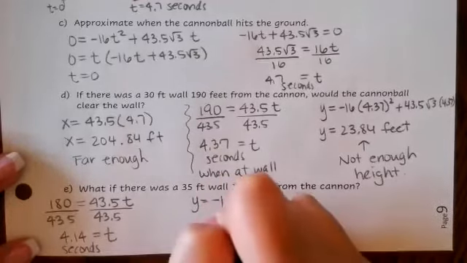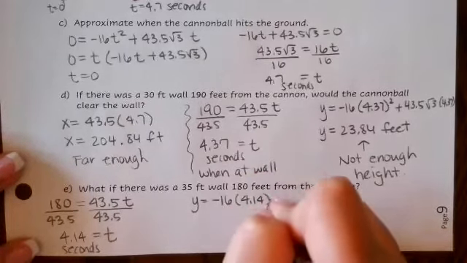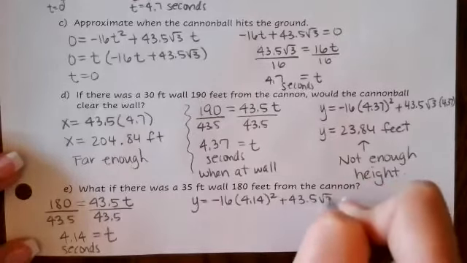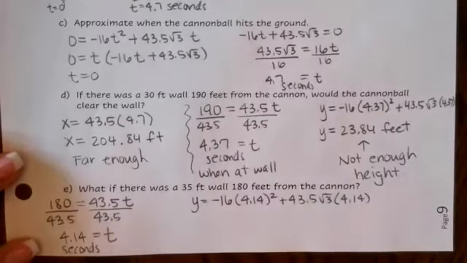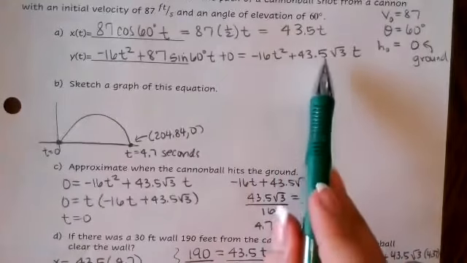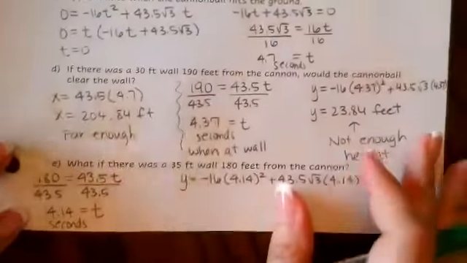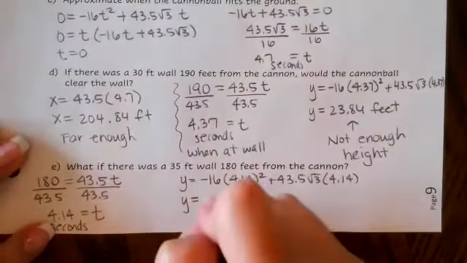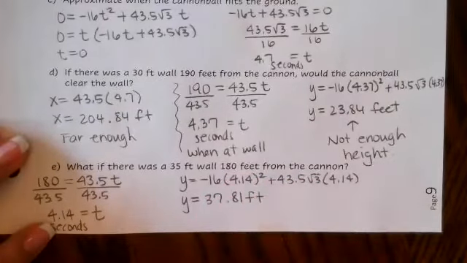So I'm going to take my vertical component and do -16 times 4.14 squared plus 43.5 root 3 times 4.14. So all I've done is plug it into this vertical component. I'm plugging in the time of when it was at the 190. I plug that into the calculator and we get that it is 37.81 feet at that point.